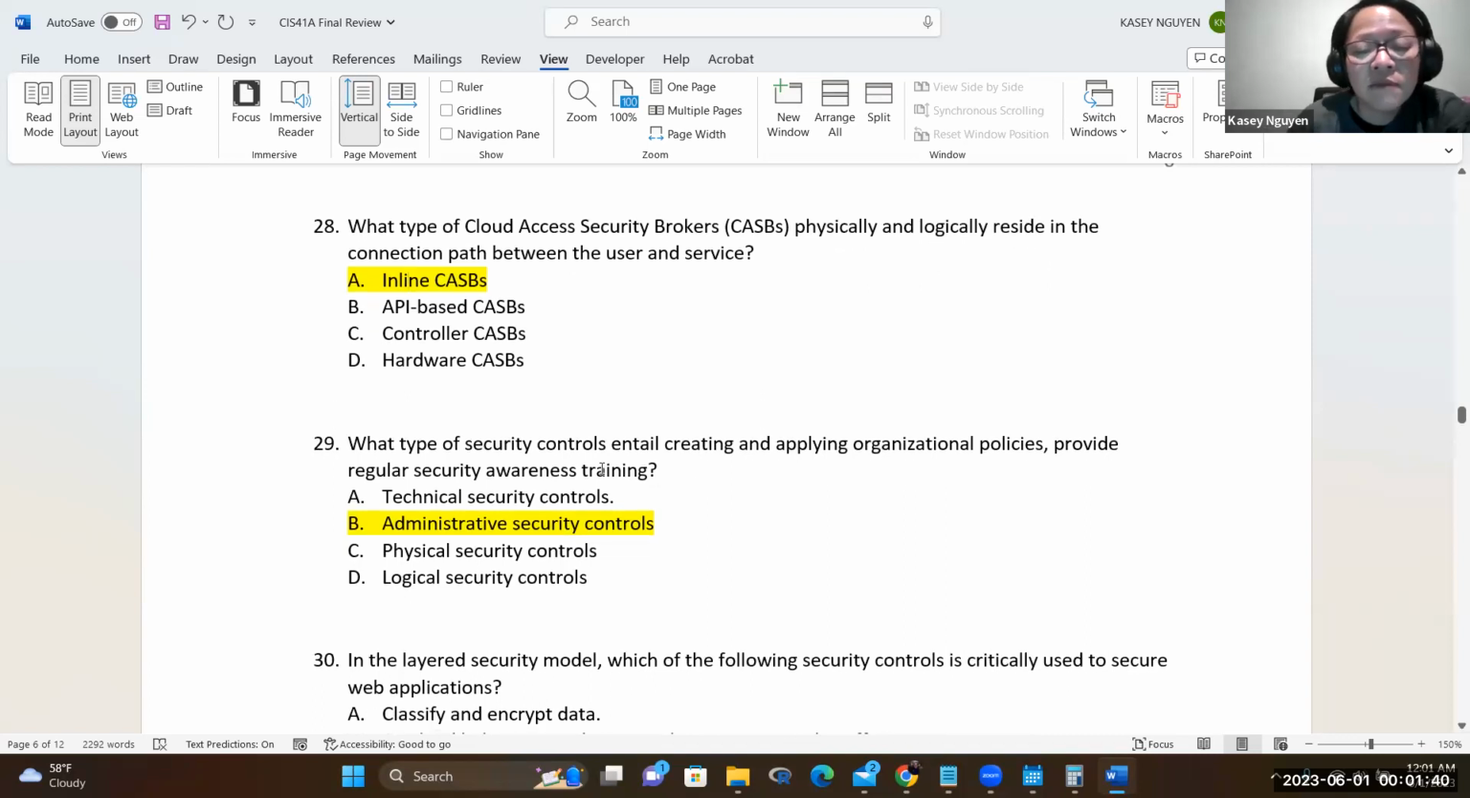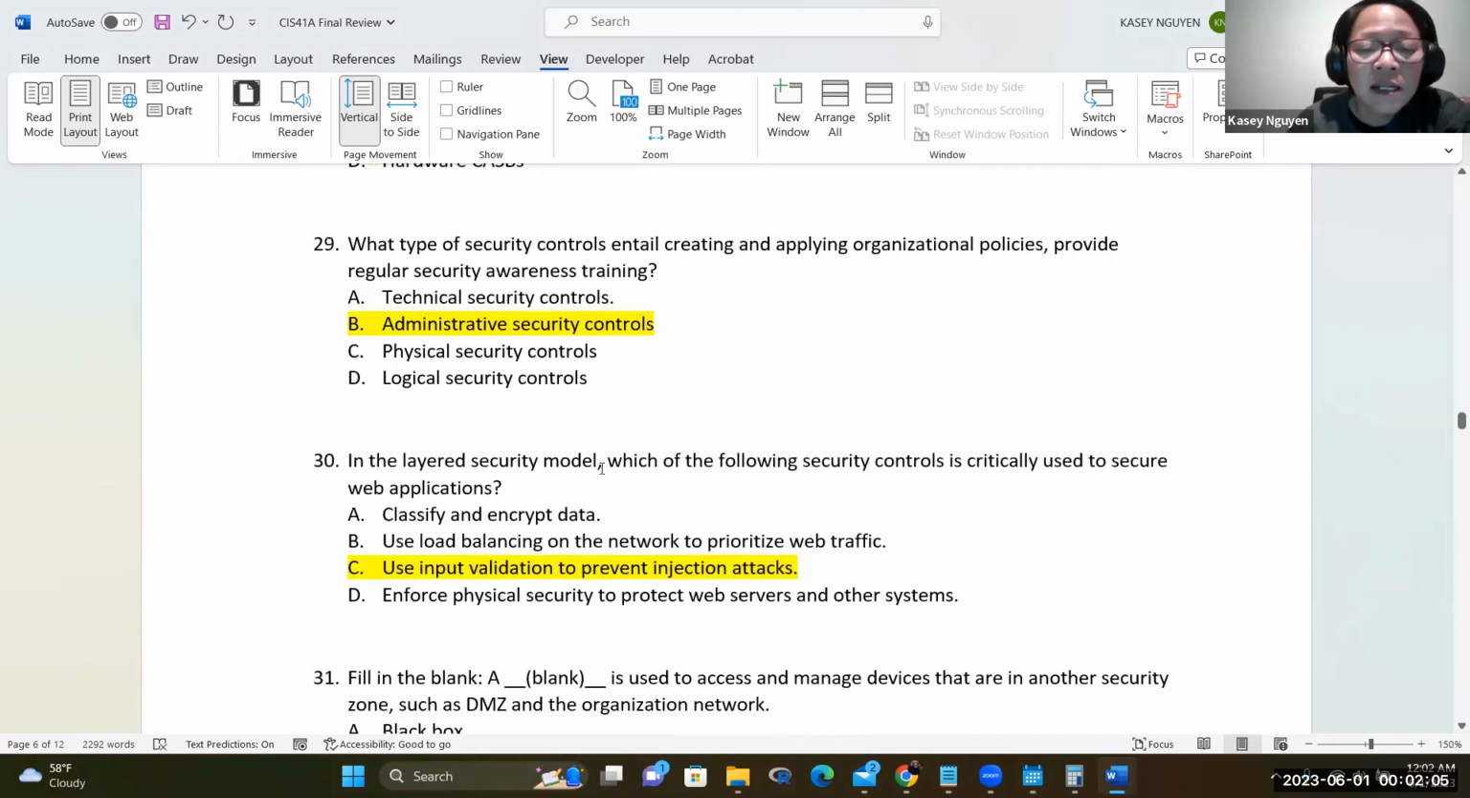29, what type of security control entails creating and applying organizational policies and providing regular security awareness training? That's your administrative security control. That mostly encompasses the rules or the policies on what needs to be followed, along with training people to practice security. So B for 29.